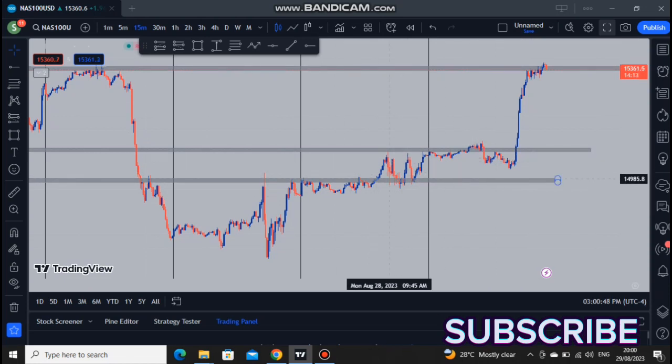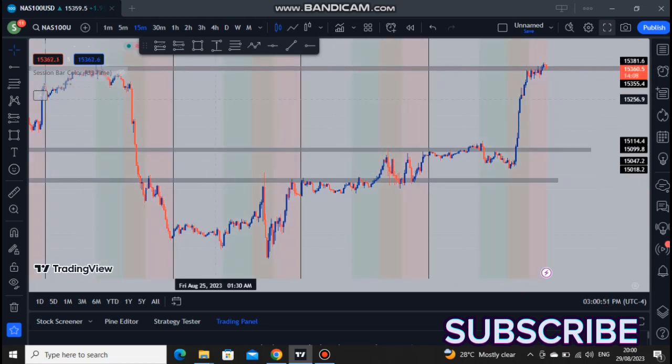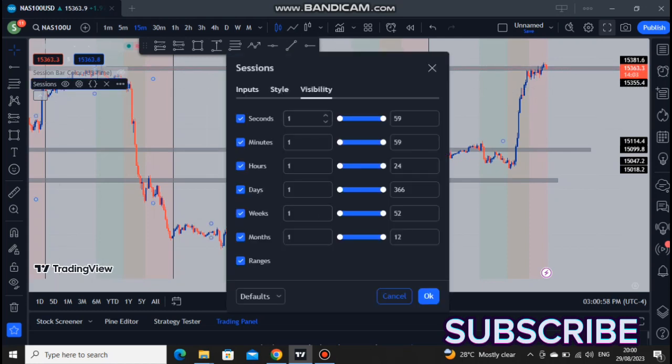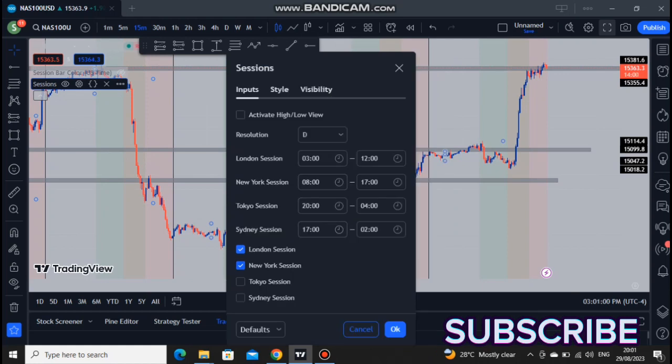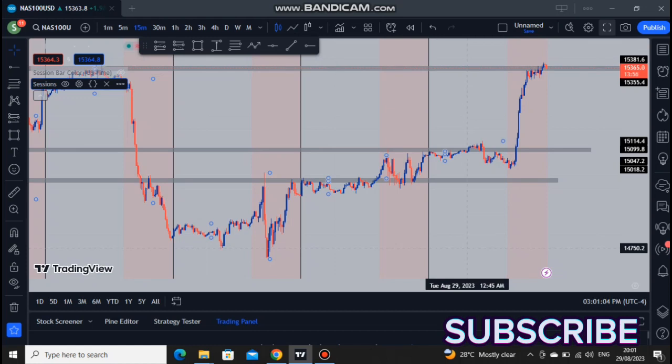So yesterday during New York session, you need to activate your session indicator. You want to be making use of only New York session. You don't want any other session, only New York, because that's when the stock market opens, and from there the trade, there's always much volatility in the market.